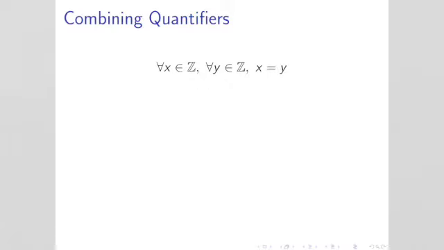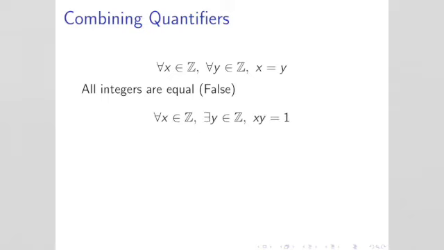How about this? For every integer x and every integer y, x equals y. That really says all integers are equal, which we know is false. For every integer x, there is some integer y so that xy equals 1. Looks promising. If I were given x, I could find y as 1 over x.